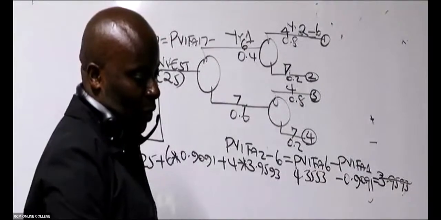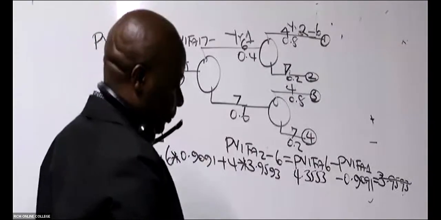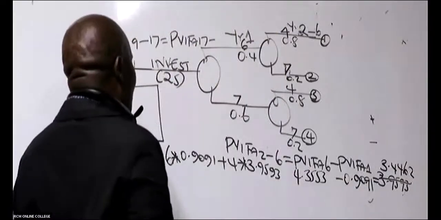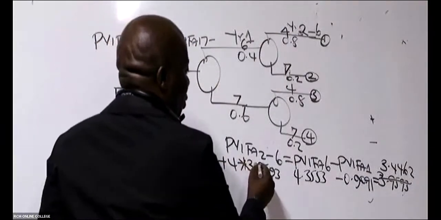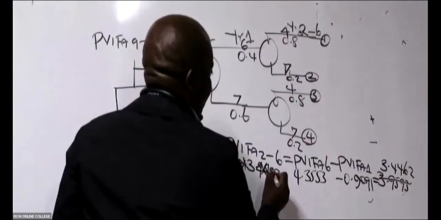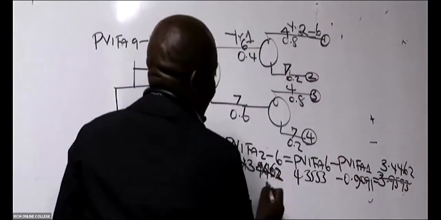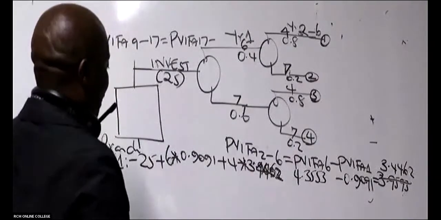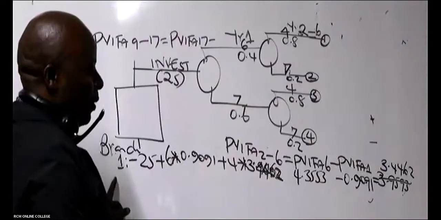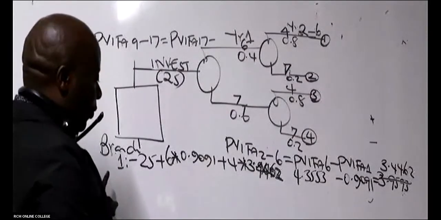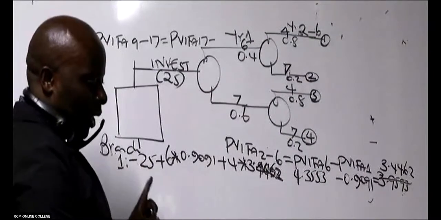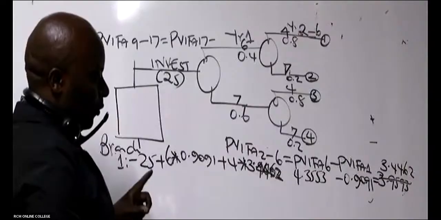We can use the formula to reach 3.4462. Thank you for that. So we have here 3.4462 like that. Then can you kindly go ahead and give me the NPV for branch 1? NPV for branch 1 will be minus 25 plus 6 times 0.9091 plus 4 times 3.4462.